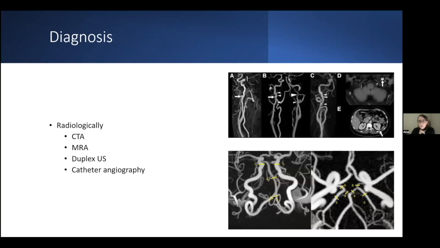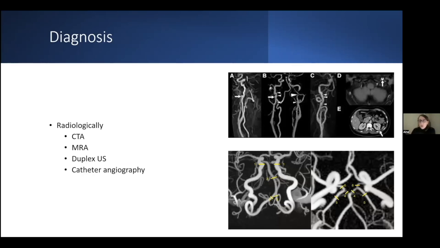How do we diagnose FMD? So typically it's diagnosed based on radiological findings. There are a few different options in terms of radiology that we can use to diagnose FMD: a CT angiogram, an MRI angiogram, duplex ultrasound, or catheter angiography.